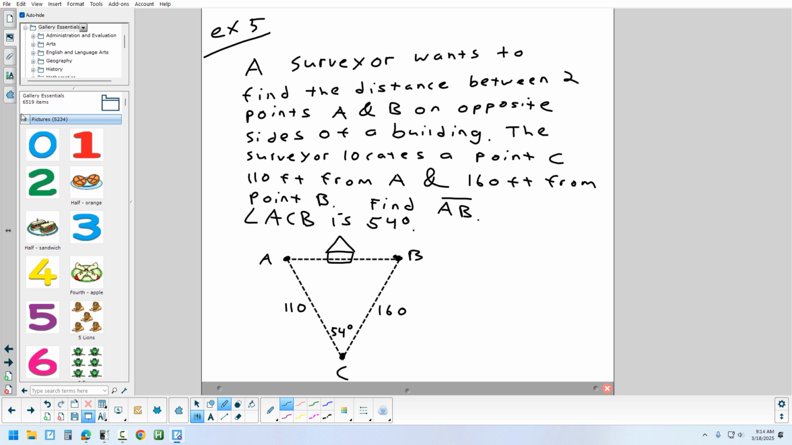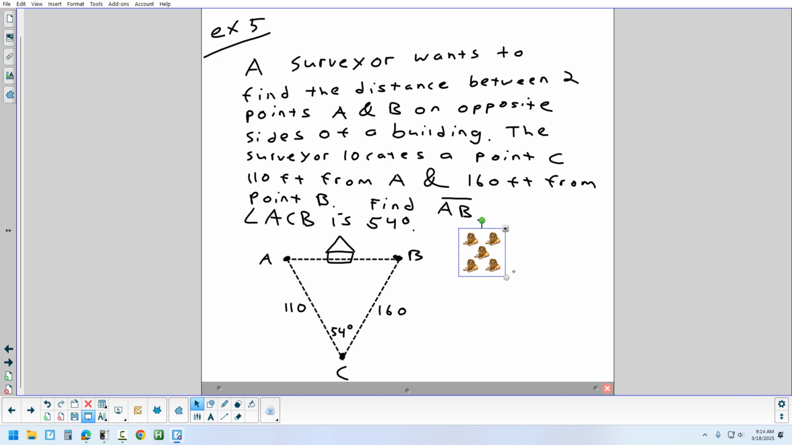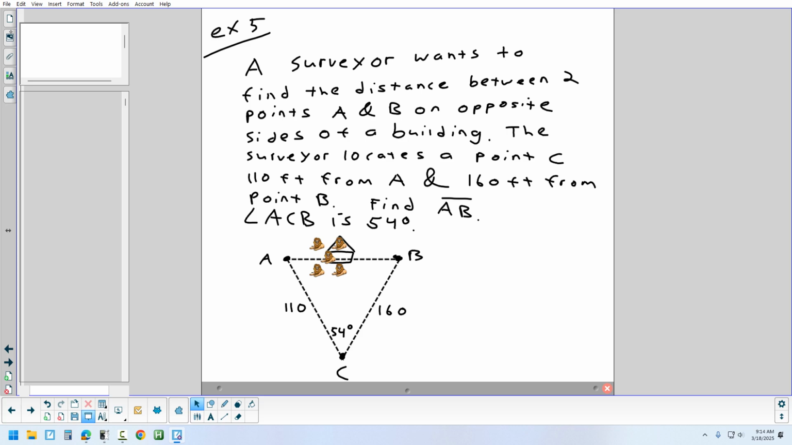So it says a surveyor wants to measure the distance between 2 points, A and B, which are on opposite sides of a building. Now, you might wonder, why doesn't the surveyor just take a tape measure and go straight across and measure the distance? Well, the reason why the surveyor can't do that is there's lions. There's 5 lions in between points A and B. So that would be challenging because the lions don't like tape measures.